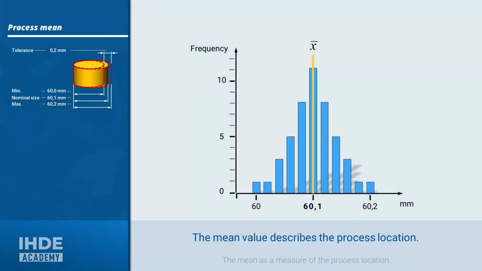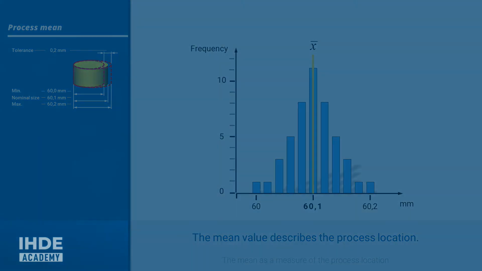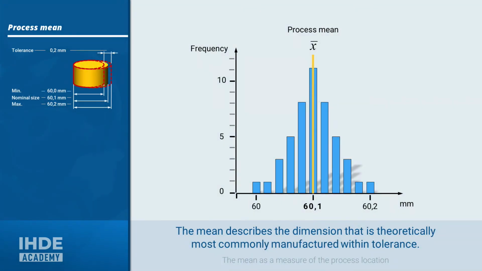This histogram now shows how often a measured value occurs. It's visually obvious that the value 60.1 mm occurs most often. The arithmetic mean is also 60.1 mm and thus represents all values very well in terms of their location. The mean describes the size that is theoretically most commonly manufactured within tolerance.